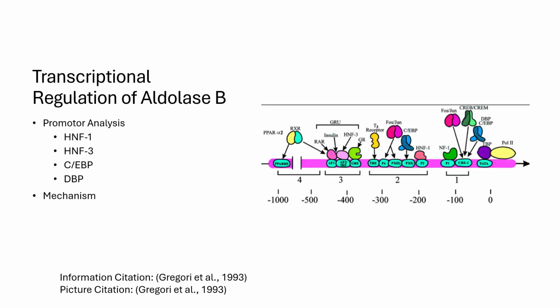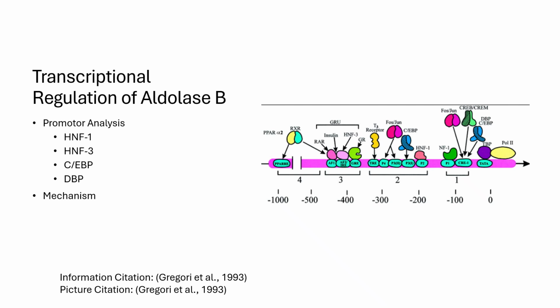Aldolase, especially the B isoform, plays a critical role in glycolysis and gluconeogenesis, so its regulation is tightly controlled by liver-enriched transcription factors. The aldolase B gene contains several cis-regulatory elements in its promoter region, and they serve as binding sites for transcription factors. These elements determine where, when, and how strongly the gene is expressed, especially in response to the metabolic needs of the cell.